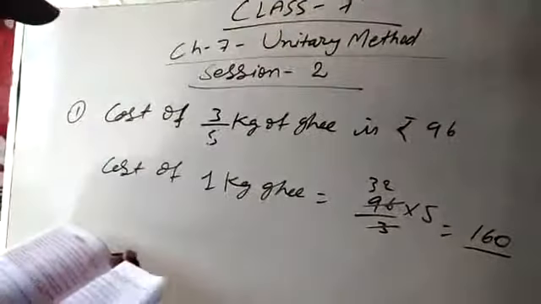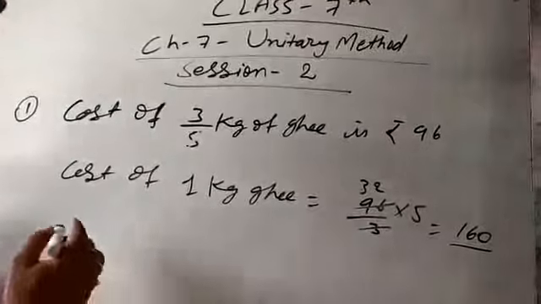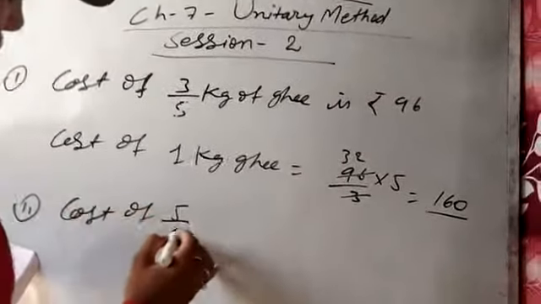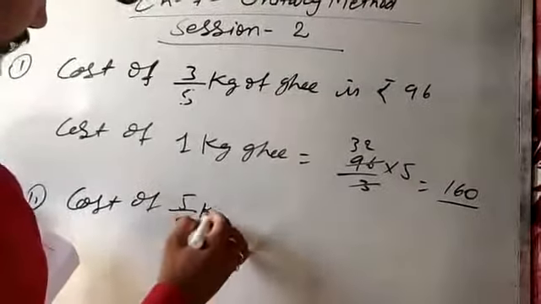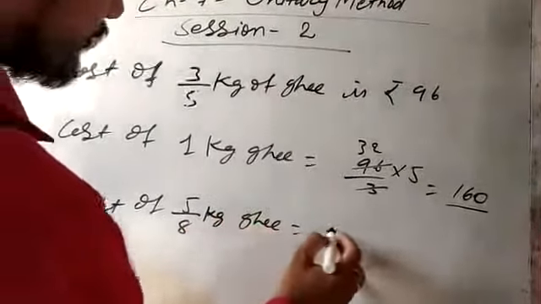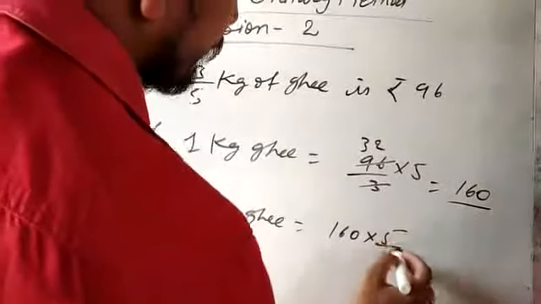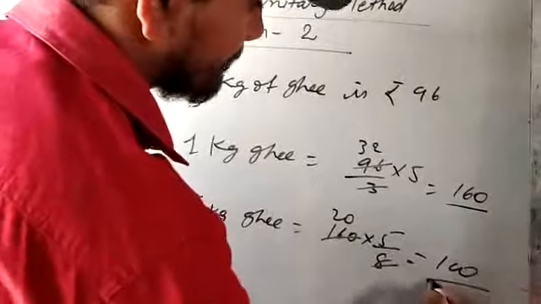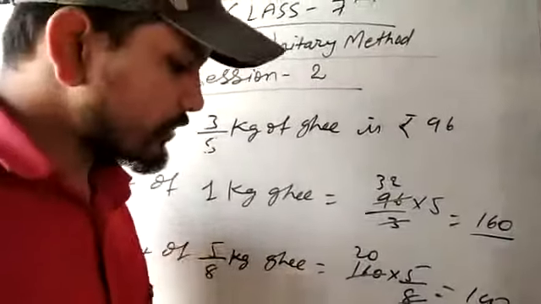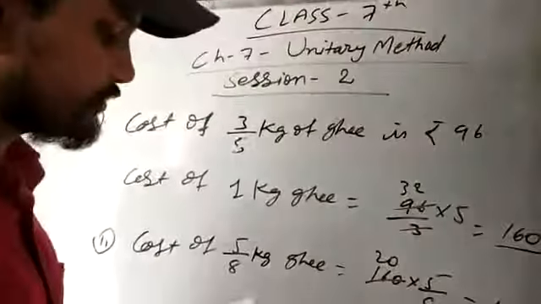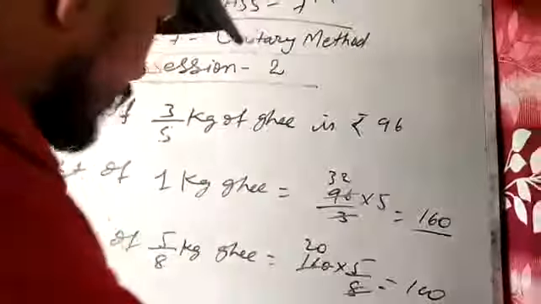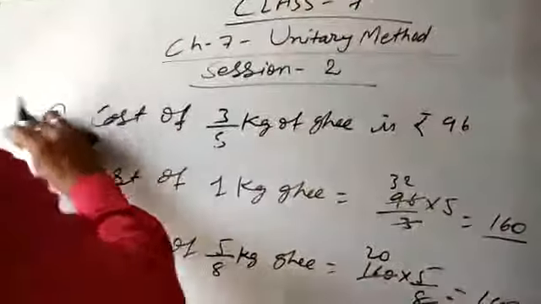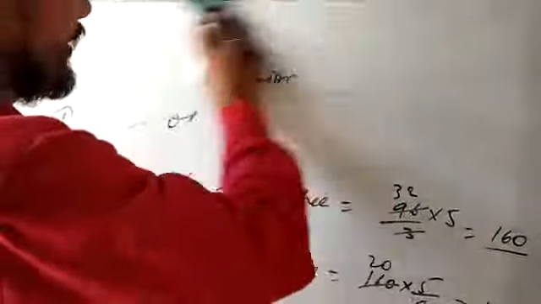Now we have to find the cost of 5 by 8 kg ghee. Cost of 5 by 8 kg ghee is equal to 160 into 5 by 8. Cut, 20 times 5 is 100. So the cost of 5 by 8 kg ghee is rupees 100. Question number 2 is the same as question number 1. I hope you can solve it. So I am going to solve question number 3.